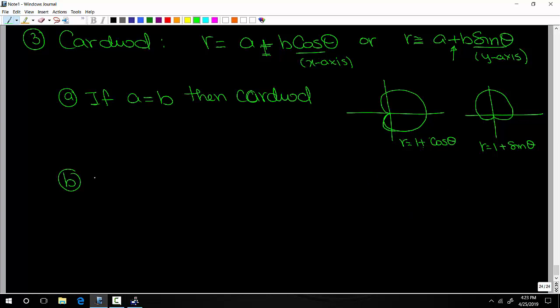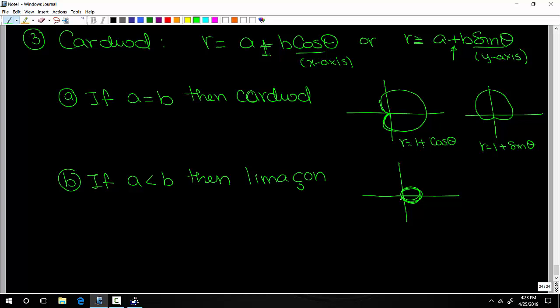The second type is if a is less than b, then we get something called a limaçon. That's a little tilde at the bottom. What does that look like? Well, we have a loop. Instead of just having a cusp there, we have a loop, and then the rest of the cardioid is just like what it is. So we have an inner loop basically. So this would be with a cosine, and similarly we could have one for sine.